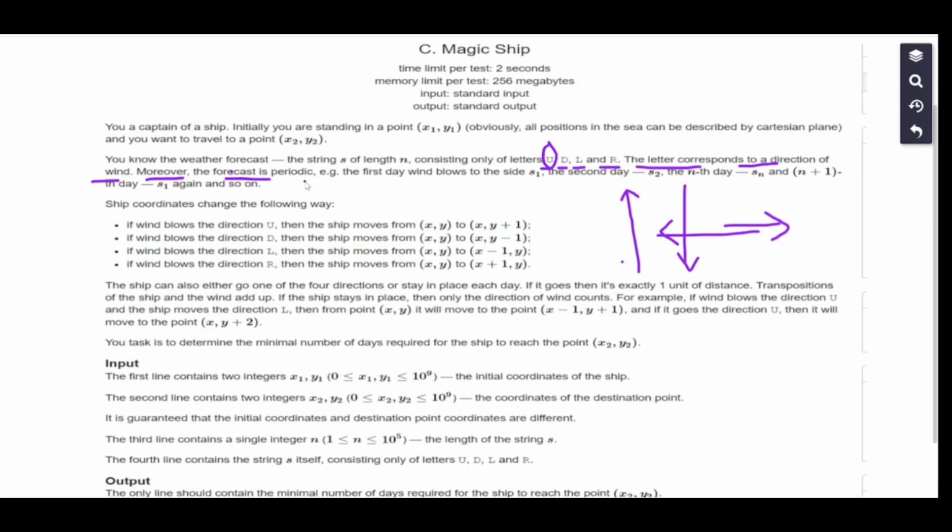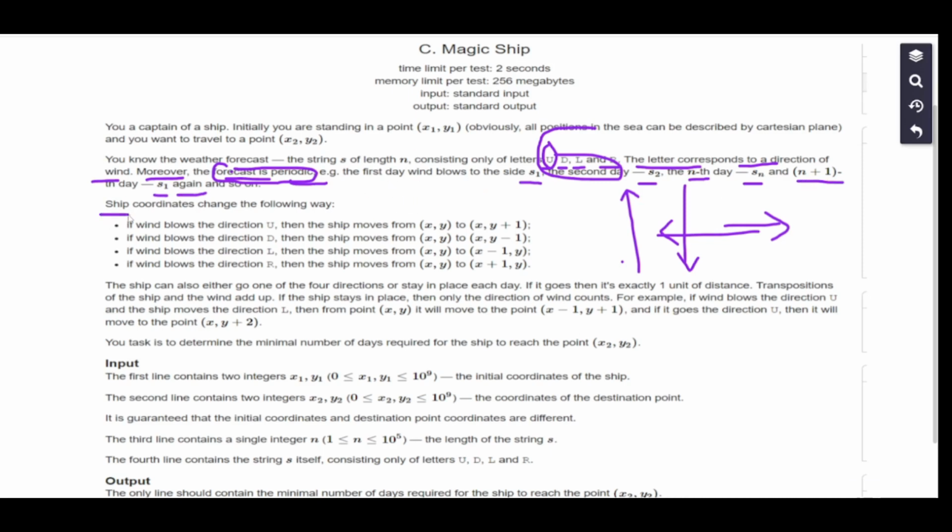Moreover, the forecast is periodic. That means on the first day the wind blows S1 side, on the second day it blows S2 side, and on the nth day it blows Sn side, while on the n plus 1th day the wind blows on S1 side again. So it's a periodic forecast.